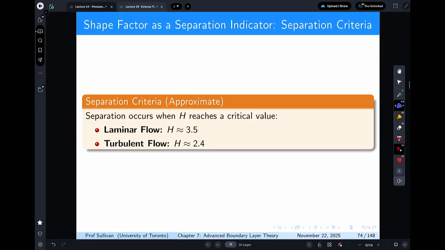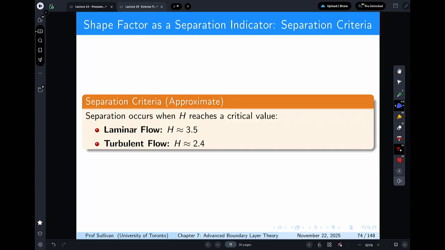So this becomes a really useful value, this ratio between displacement thickness and momentum thickness, in order to indicate sort of a threshold of separation. And I mentioned earlier that measuring shear stress at the wall is very hard to do. It's not so hard to calculate those two terms. And so you have an idea of when exactly along a flat plate that might occur.